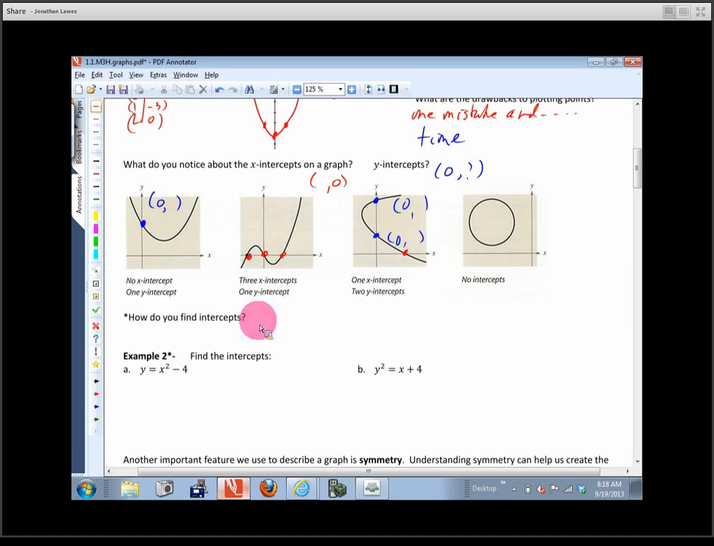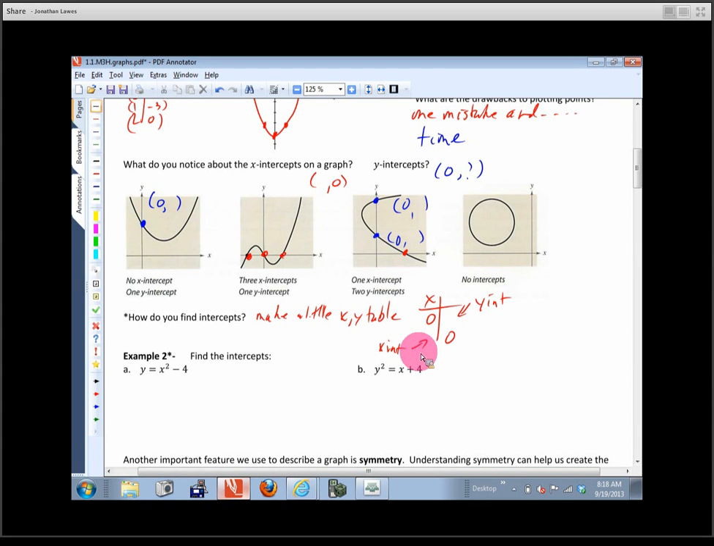Okay, so here's what I tell them to do. Make a little XY table like we had up above. If you plug in a 0 for x, that's going to tell you the y-intercept. If you plug in a 0 for y, that's going to tell you the x-intercept. Okay? So I'll say that probably quite a lot throughout the year. How do you find x and y-intercepts? Make a little xy table, plug in a 0 for x, that'll find the y-intercept. Plug in a 0 for y, that'll find the x-intercept.